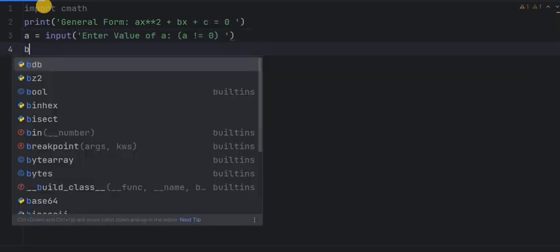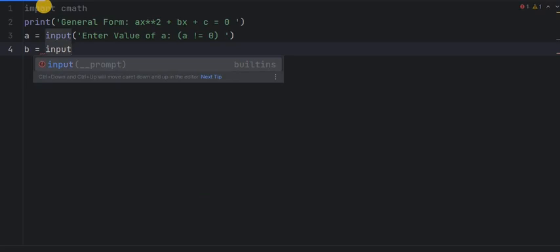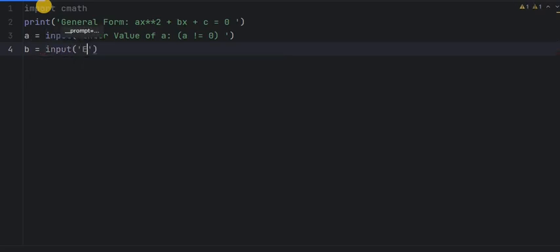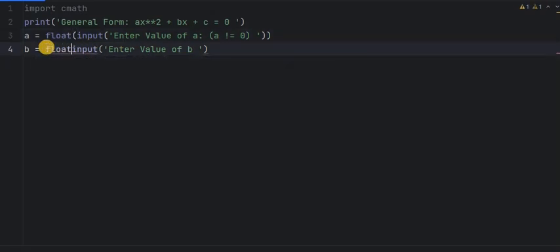The next thing is for us to enter value for b. So we have input, enter value of b. We have copied it. So we have this, but our a can be integer or float. So we can have float here. Let's use float because we can have decimal numbers. And the same thing in b. So we have float. You can as well use integer.